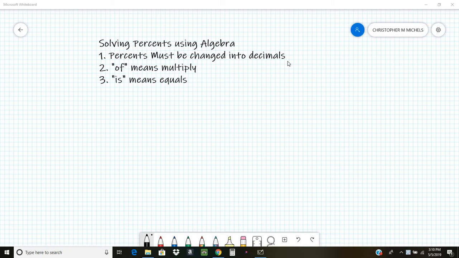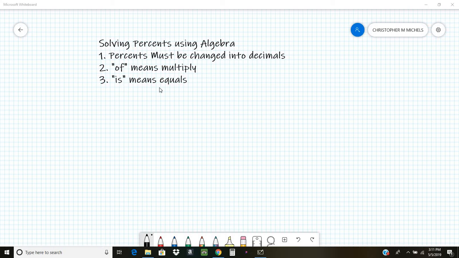So refer back to the earlier video on how to change a percent to a decimal, but it's pretty easy. You just move the decimal 2 spots to the left. To change it back, obviously the inverse, 2 spots to the right. The key word here, as we've talked about before, "of" in math lingo means multiply. So when you're trying to find the percentage of something, you multiply it by that percentage.